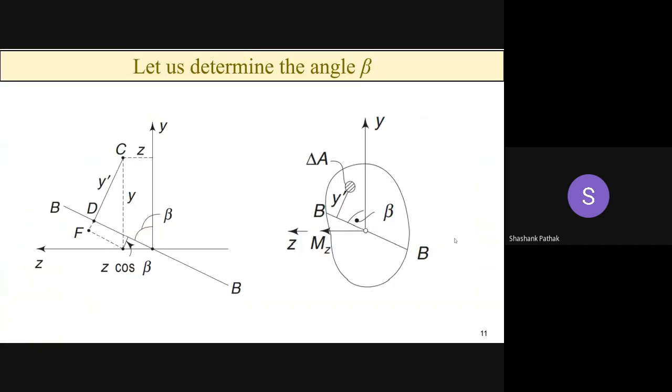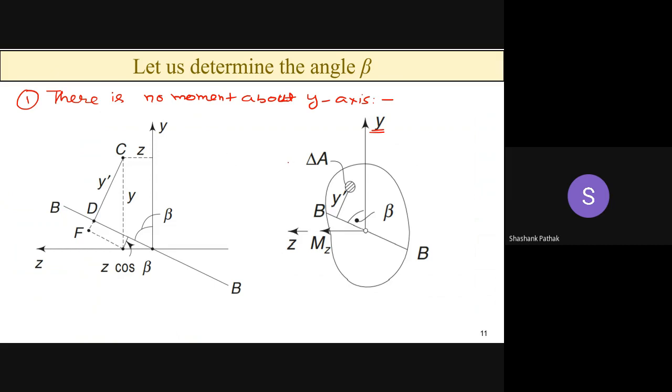So now our target is that we want to determine the angle beta. There are a few interesting observations which are required to determine the angle beta. The first observation is that there is no moment about the y-axis. So this is the y-axis, and no moment is acting about it.